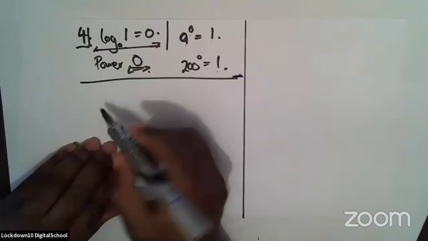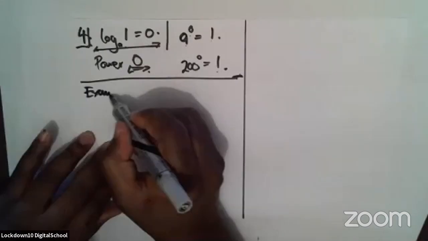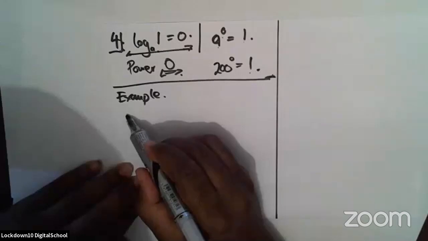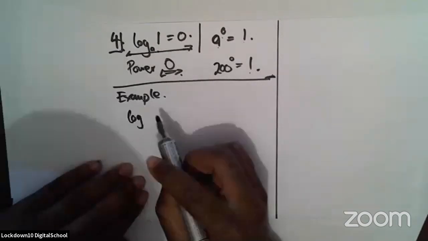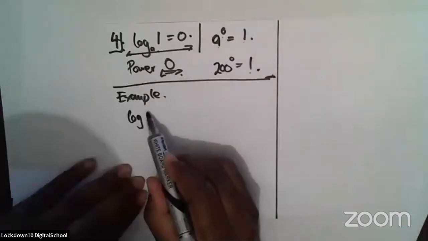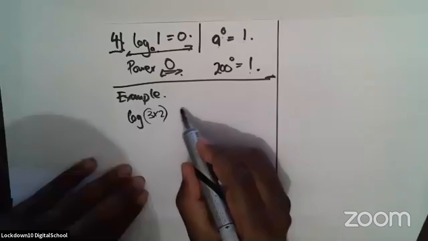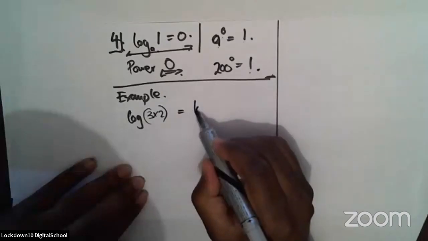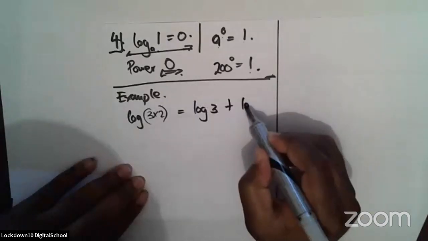Example. We're going to quickly do an example for the multiplication law, and we want to prove it using a calculator. So if I have log 3 times 2, this is equal to log 3 plus log 2.